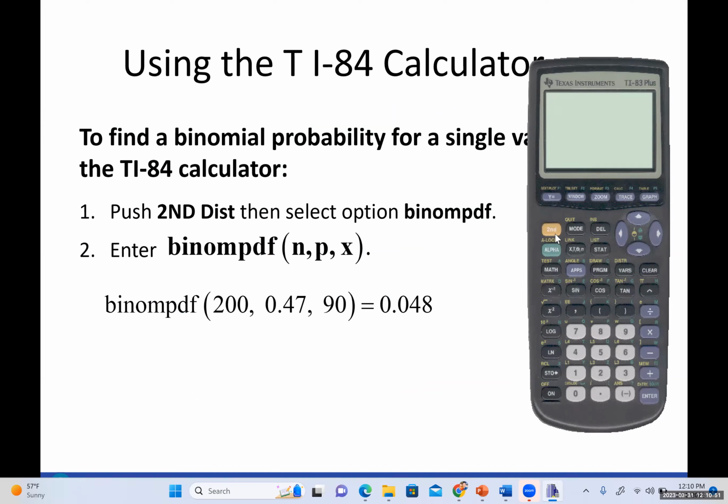So I have to push second, click second, and then go to the DISTR distribution, right? Where that's over here. Click on this one, and then you go down to binomPDF, right? Don't choose binomCDF. BinomCDF is cumulative density. So right now we are looking for exactly. Then you have to do PDF.